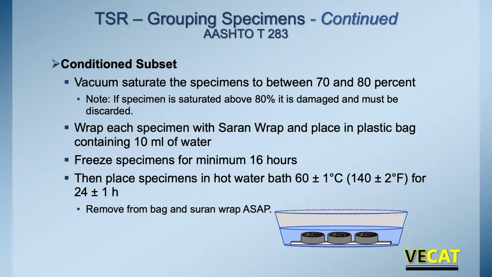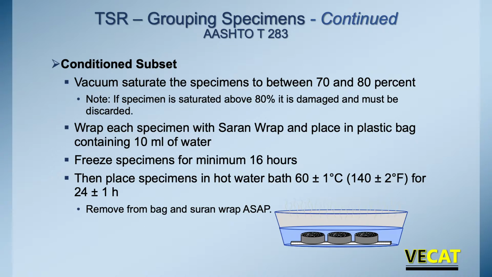The conditioned subset. The conditioned subset, we first got to vacuum saturate these specimens to between 70 and 80% saturation. Notice the narrow saturation range, 70 to 80%. The catch here is, though, if we go above 80%, the specimen has to be discarded. If it's under 70%, we can apply more vacuum saturation until we get in between the range. But if we go too far, it has to be discarded.